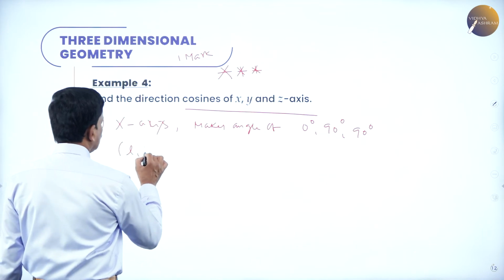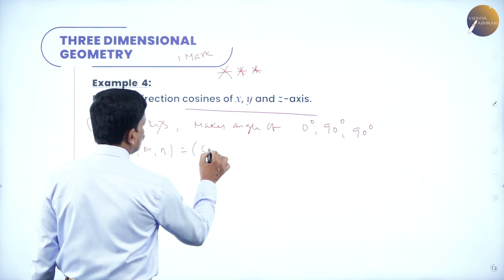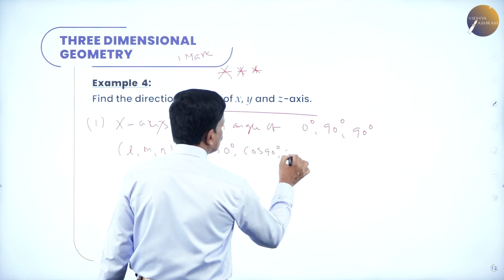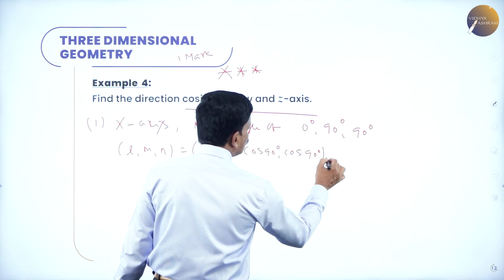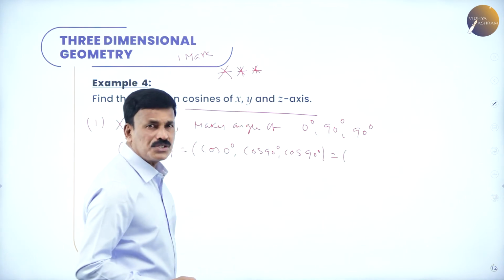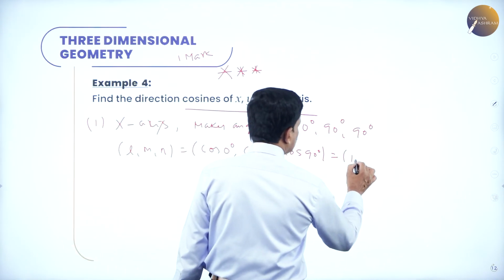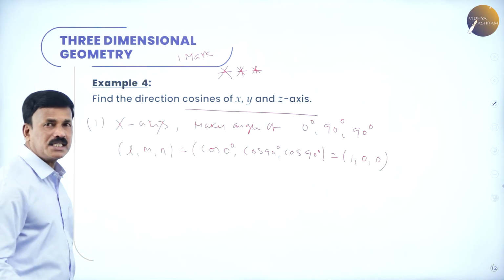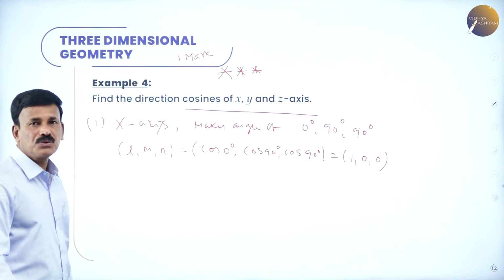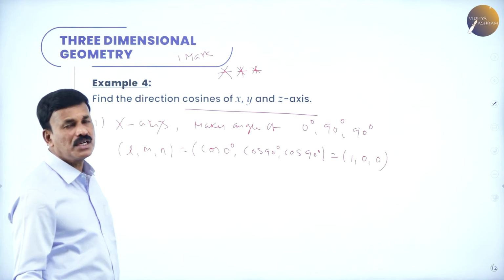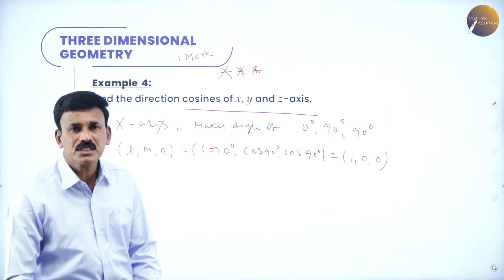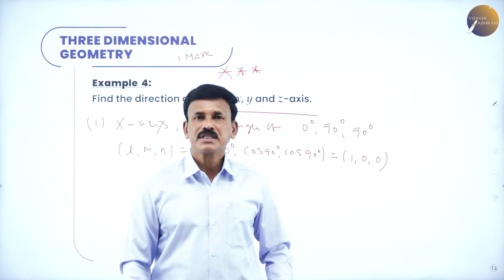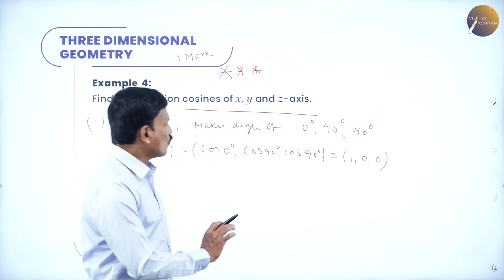So therefore, l, m, n is equal to cos 0, cos 90 and cos 90. What is this equal to? Cos 0 is 1, cos 90 is 0, 0. So the direction cosines on the x-axis are 1, 0, 0. This is very important. If you just write that the direction cosines of the line on the x-axis are 1, 0, 0, you will get the 1 mark. That's it. Hope you followed.